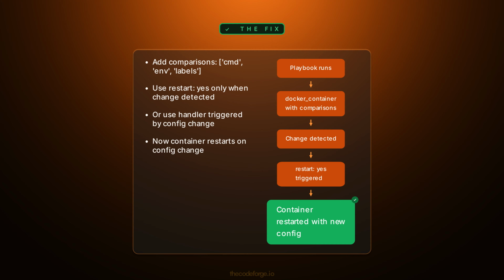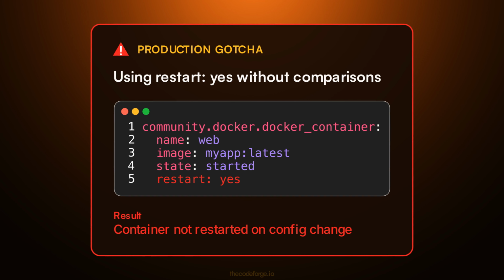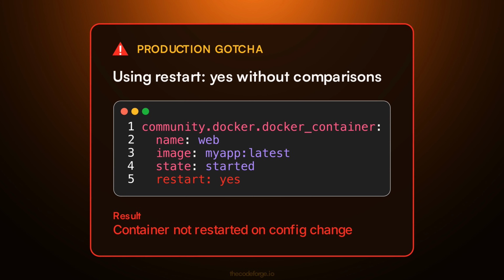Alternatively, use a handler that restarts the container only when a configuration file changes. This ensures containers are updated without unnecessary restarts. This is the exact mistake from the incident. The restart: yes parameter only triggers a restart if the container already exists and is running, but without comparisons, the module doesn't know that the config changed.